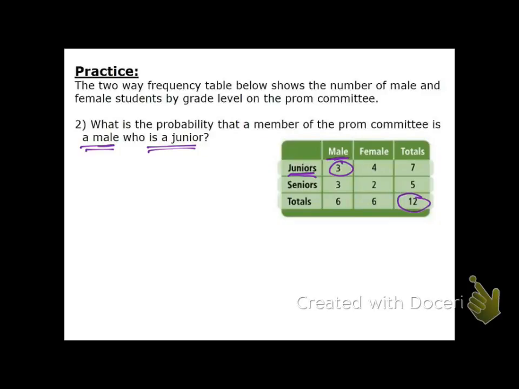So our probability in this case is going to be equal to junior males over total. So that means we're going to take 3 over 12, which we know to reduce down to 1/4.